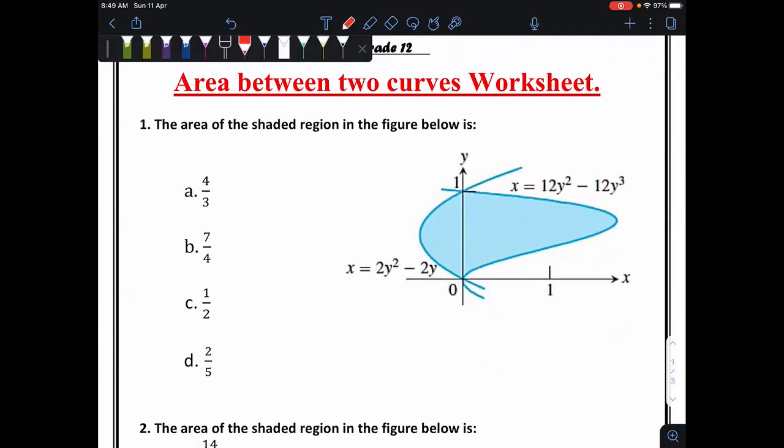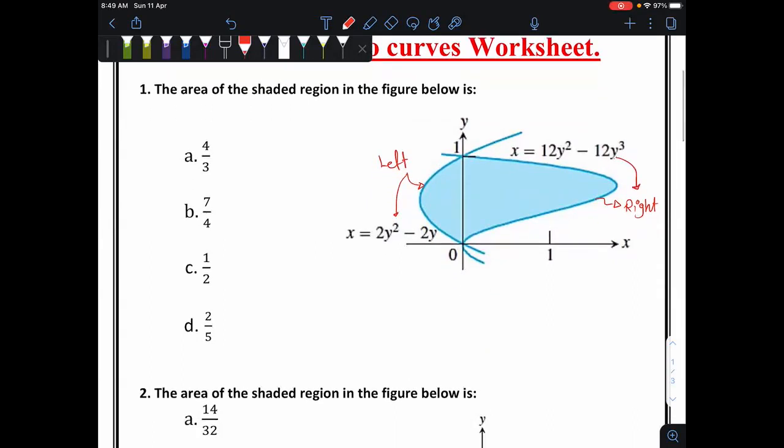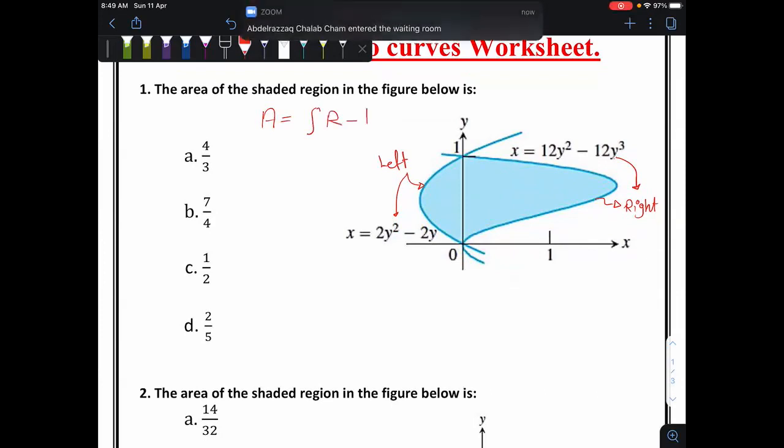Let me remind you quickly, guys, when we have a right and a left curve, it's very clear that this one is the right curve and this one is the left curve. So what's the rule here to find the area? The area simply is equal to the integral from what to what of the right minus the left, dy. So the right function minus the left function, dy.